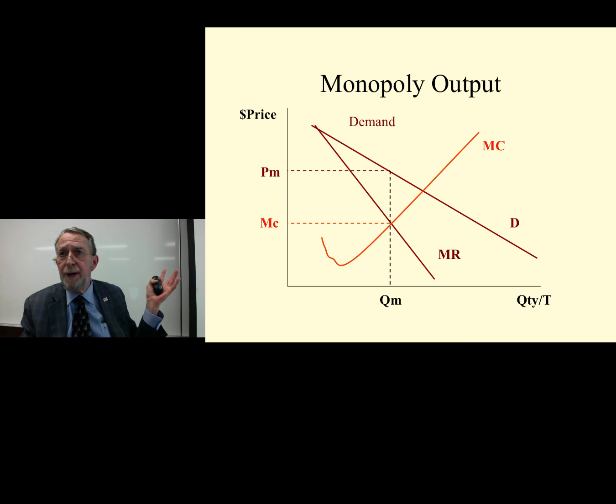It's the price on the demand function. It'll always be more than the marginal cost? Yes, as long as demand's downward sloping. And the reason is because if demand's downward sloping, marginal revenue is less than price. And you produce where marginal revenue equals marginal cost, right?